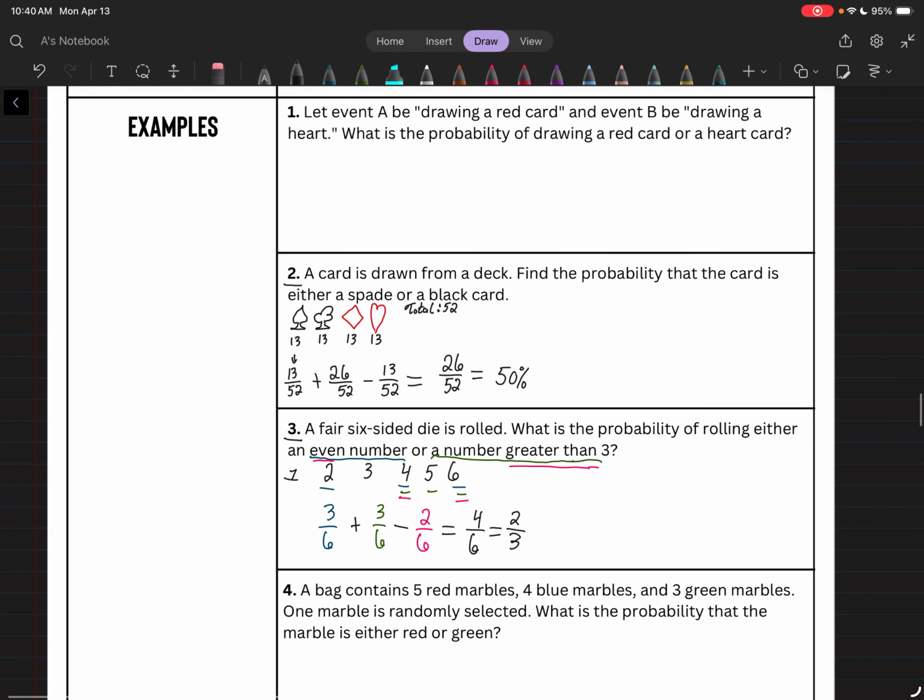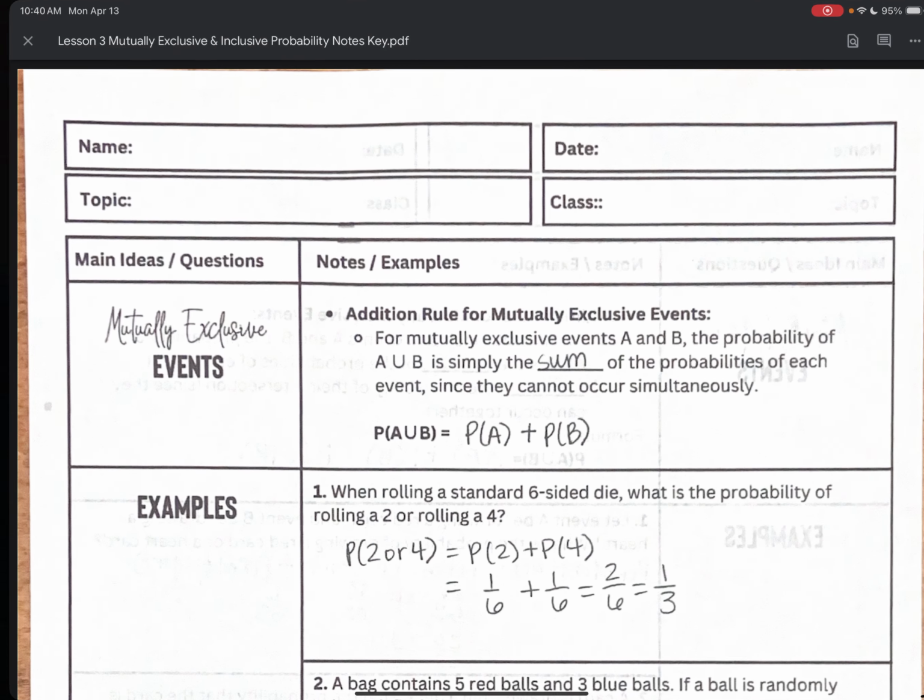All right, go ahead and pause the video and try 1 and 4. Now here's your answer key.